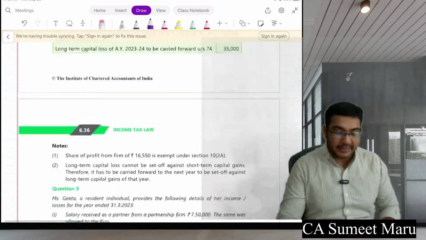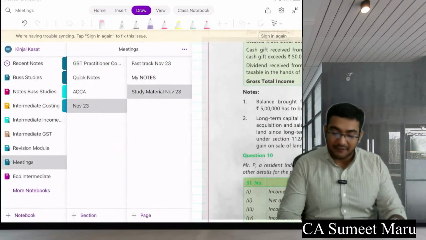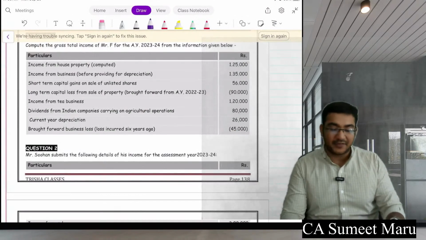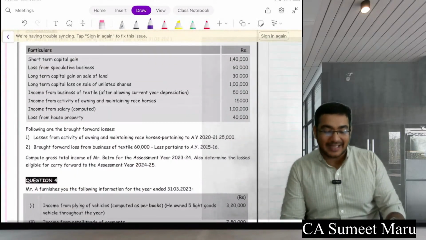Clear? Okay. So very good. It seems you are very much aware of all the questions. It's very nice to see all of this. Hopefully every one of you gets the all India rank here.